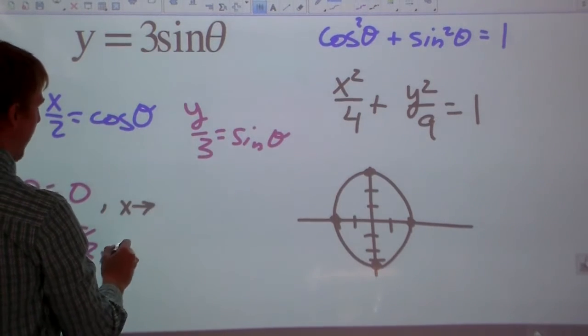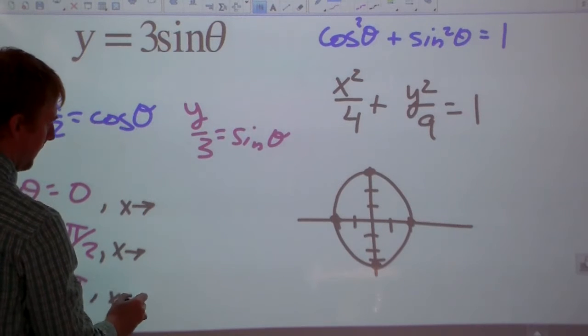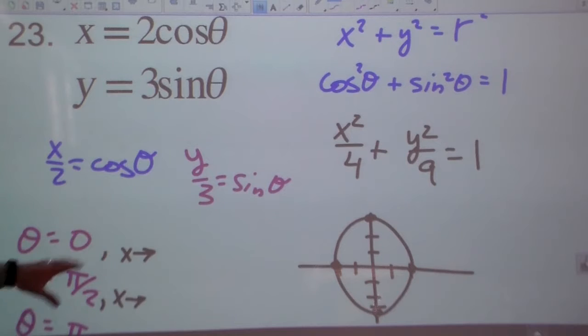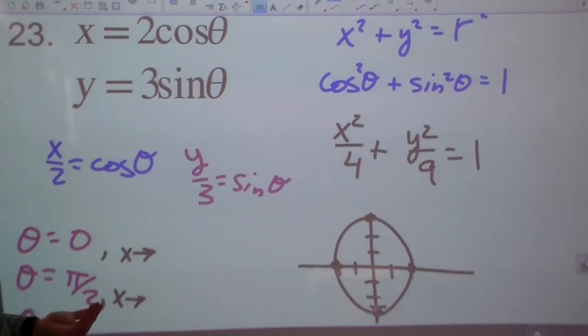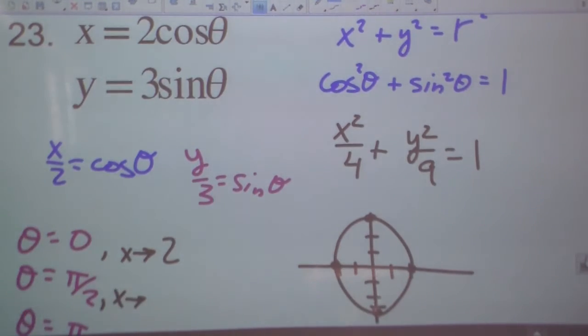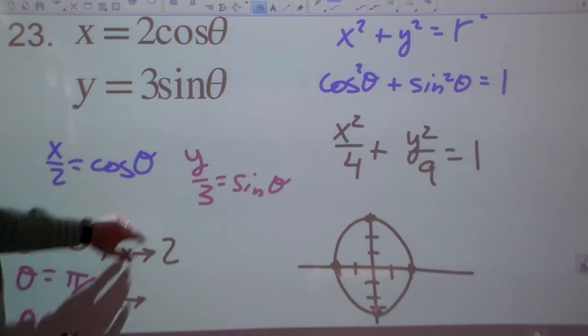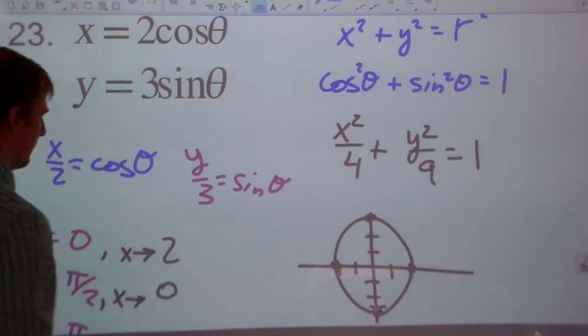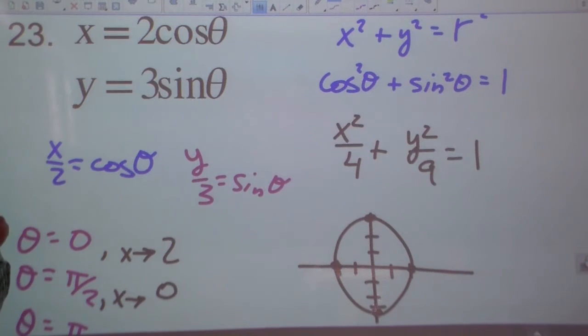So I want to see what x does when I plug in these different values. So let's come up to the x equation. When I put in 0 for the angle, cosine of 0 is 1, so that's going to be 2 for x. So I'm definitely starting right there. That's something to go by. All right, put pi over 2 in for your angle, you get 0. So when you get to pi over 2, you're at 0 for x.